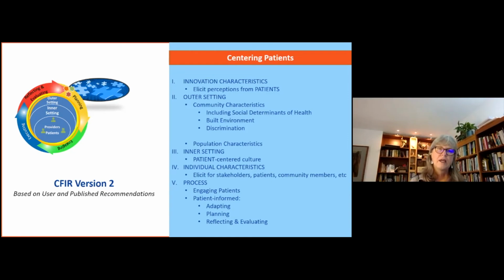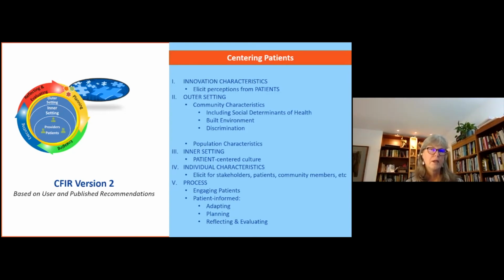Within the outer setting, we are adding several new constructs, one of which is community characteristics, where we will include concepts related to social determinants of health, the built environment, discrimination, racism. We will also include other constructs as well, which I'll get into a few of them later, but those that are related to patients. Within the inner setting, we're going to include patient-centered culture.